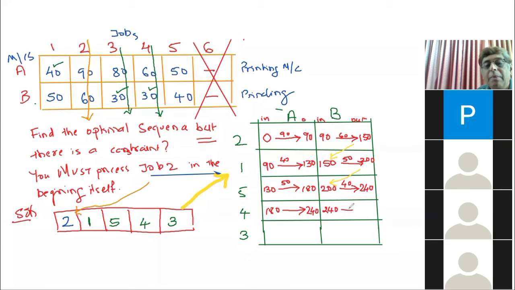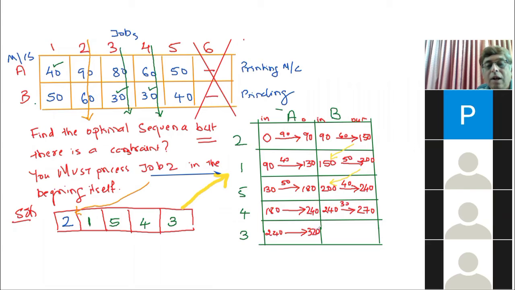Job 4 can enter machine B. How much time does job 4 require on machine B? 30, correct? So after 30 hours of processing, it'll come out at 270. So job 3 will enter at 240. How much time does job 3 require on machine A? 80. Correct? So 240 plus 80 is 320.